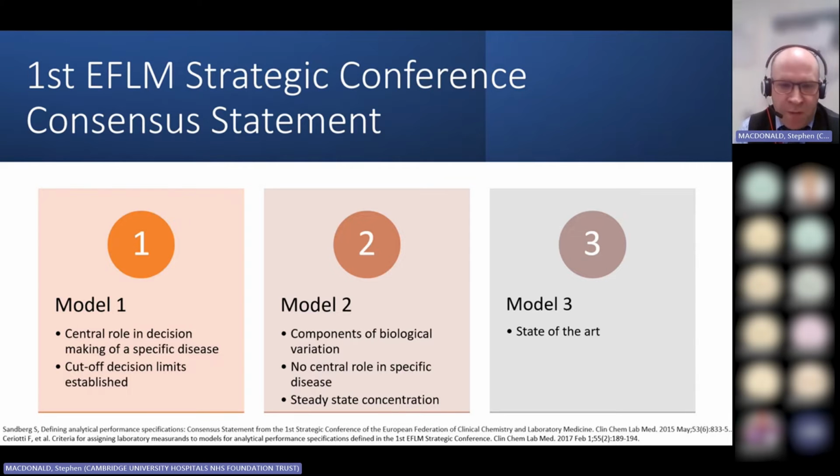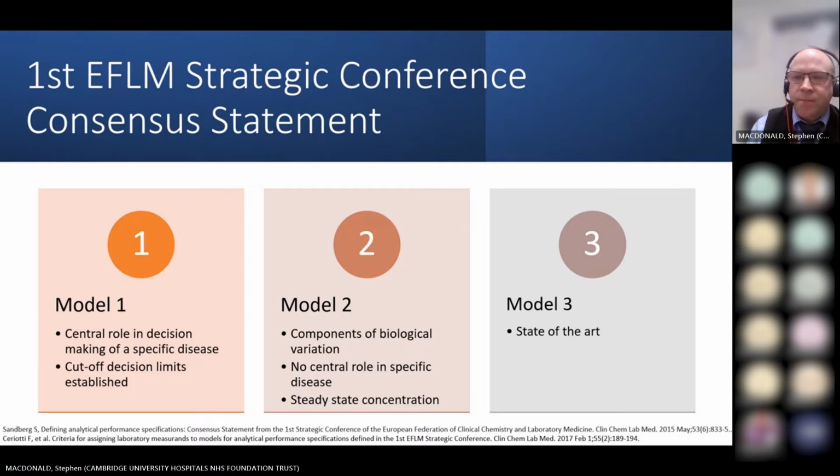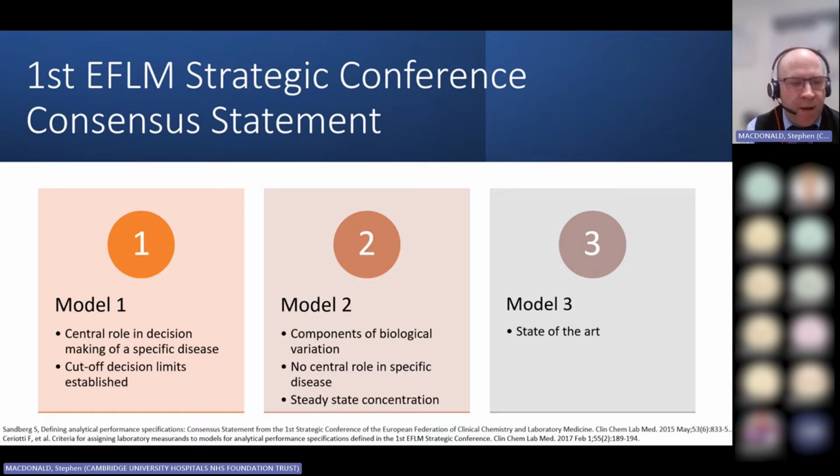This built on a previous meeting from the IFCC in 1999 held in Stockholm, and it narrowed down the models that were used for performance specifications from the 5 in Stockholm down to 3, which were then taken from the Milan conference. These are Model 1, Model 2, and Model 3, each of which we'll walk through individually. Model 1 is actually subdivided, but that looks at how the performance of our tests directly impacts clinical outcome or indirectly impacts clinical outcome by influencing medical decisions.